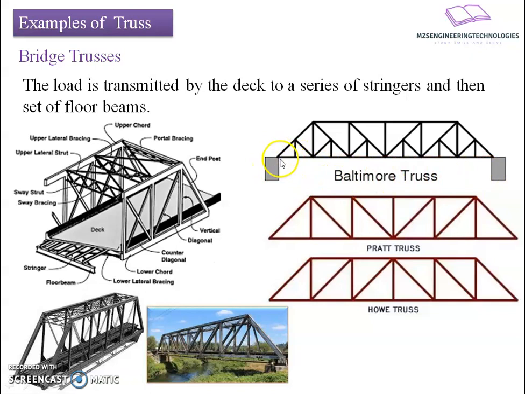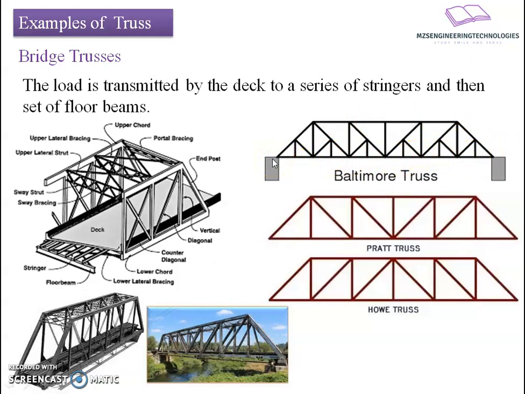Here the bottom chord will be supporting the deck slab, and this deck slab will be supported by stringers. These stringers are connected at the panel points, and the loads from the deck will be transferred from the stringers to the floor beam, and from the floor beam to the truss panel element, we can say nodal points. And this nodal point will then transfer the forces to the various members, and there will be a distribution of forces, thereby making the structure stable.